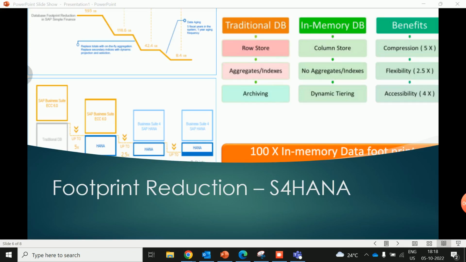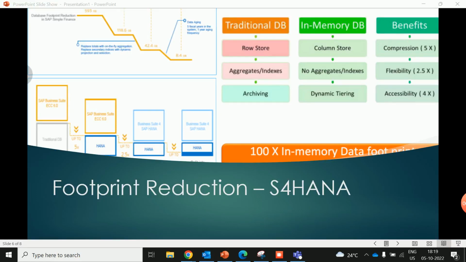Here also in another slide, you can see traditional database was a row store, and HANA is a column store. That is one. Because of this column store, we have achieved 5x compression. In traditional database, we are having aggregates and indexes. There's no aggregate or index concept in HANA database. Because of this flexibility, we have achieved a further 2.5x compression.